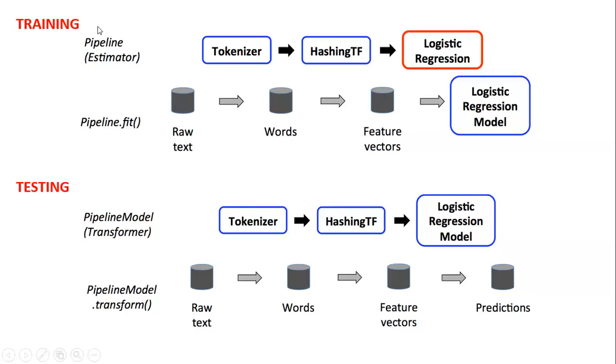Okay, so again here the pipeline has tokenizer, hashing TF, logistic regression. When you do a fit of the pipeline, you're going to get a logistic regression model. Then you set up a pipeline for testing. It's going to be tokenizer, hashing TF, the model itself. And when you transform a given data, it's going to flow through this, and the output will be the prediction.